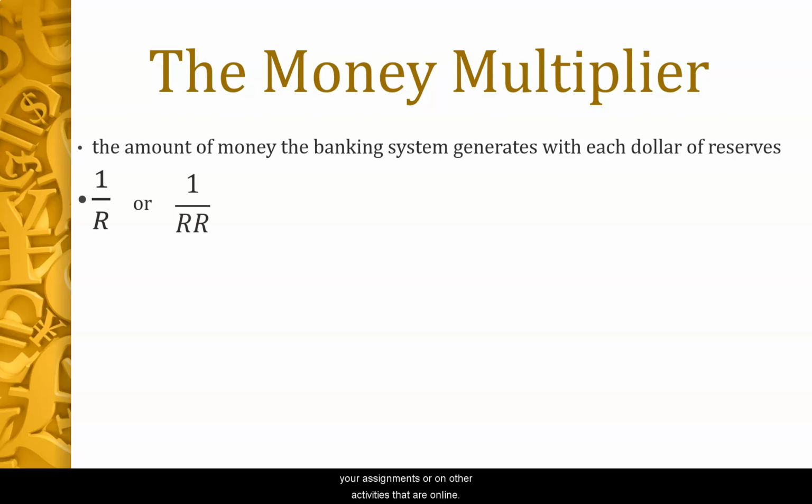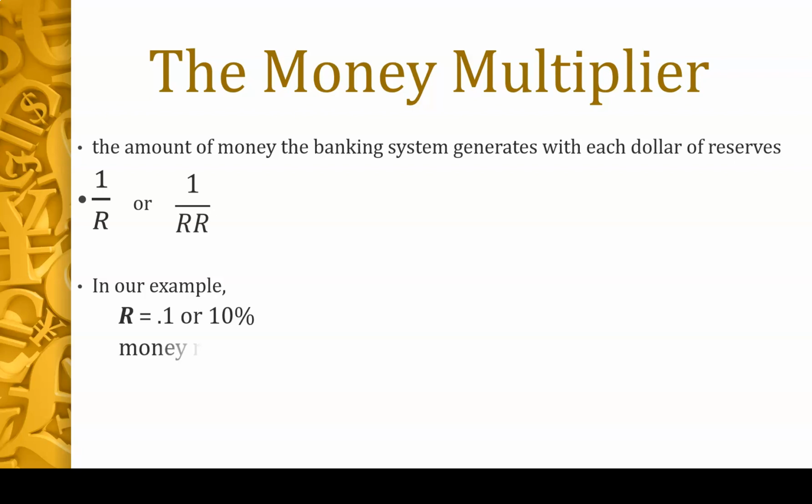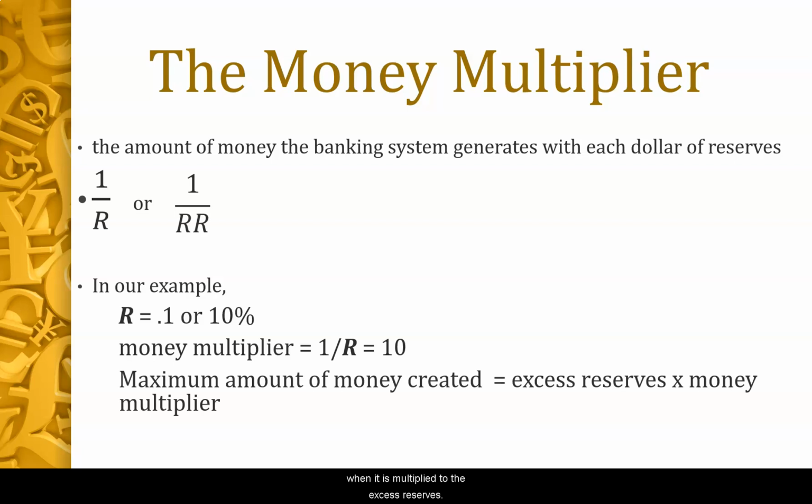You may see this in some of your assignments or on other activities that are online. Therefore, in our example, the reserve requirement was 0.1 or 10%. Therefore, you would calculate the money multiplier with 1 over 0.1, which gives you 10. Now, this number 10 does not represent a percentage. It just represents the number of times that the money supply is going to be expanded when it is multiplied to the excess reserves of that initial deposit.